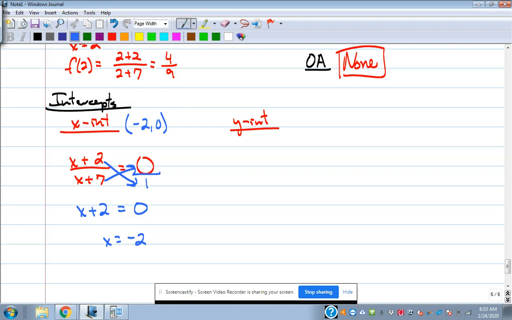How do we find y-intercepts? Yeah, we just do function value for 0. That's (0 plus 2) over (0 plus 7), 2/7. So y-intercept at (0, 2/7).